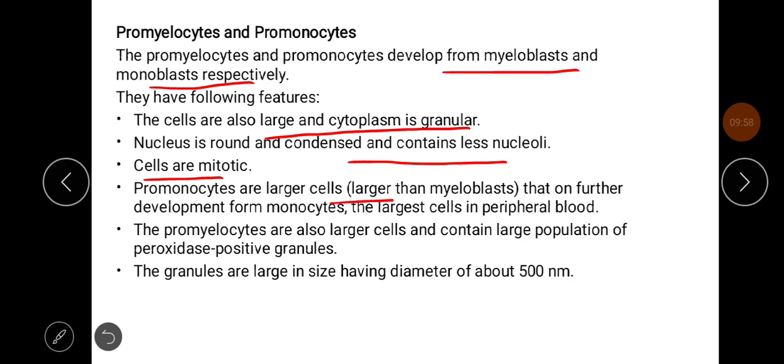Promonocytes are larger cells, larger than myeloblasts, that develop into monocytes, the largest cells in the peripheral blood. The promyelocytes are also larger cells and contain a large population of peroxidase positive granules. The granules are large in size, having a diameter around 500 nanometers.